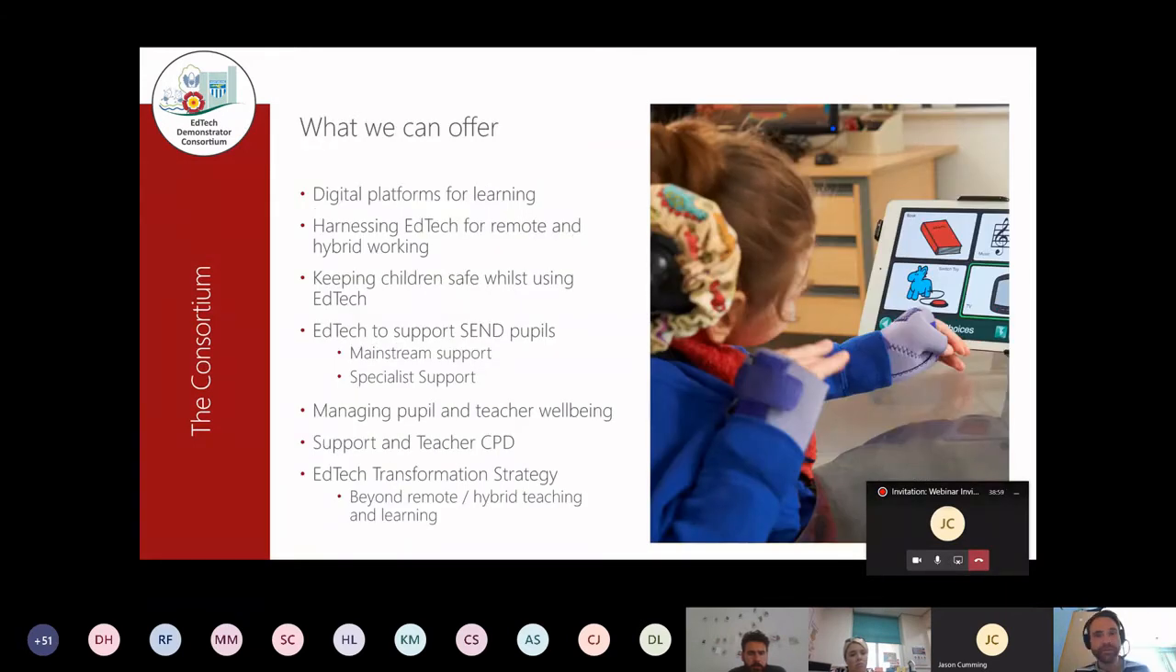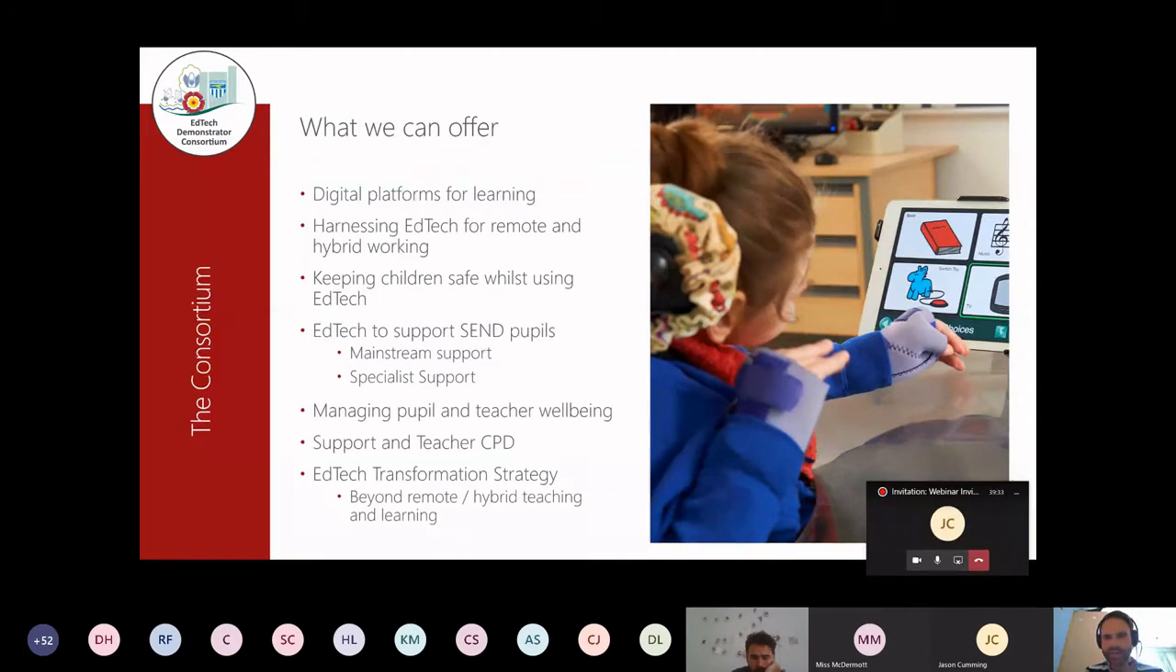We have a variety of different platforms that we can use and that we can advise on. We have the ability to give some experience on how EdTech can be used for remote, but also, looking forward to September, maybe a hybrid working approach as well. It is also very important that using technology brings up new and different challenges of safeguarding, so we can give some advice and some ideas on how we can do that.